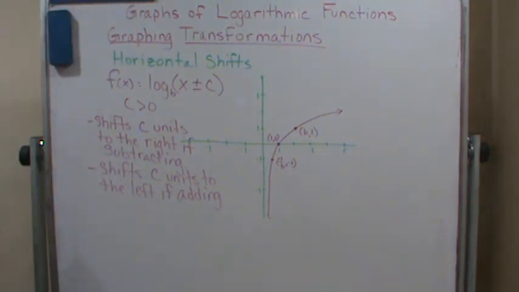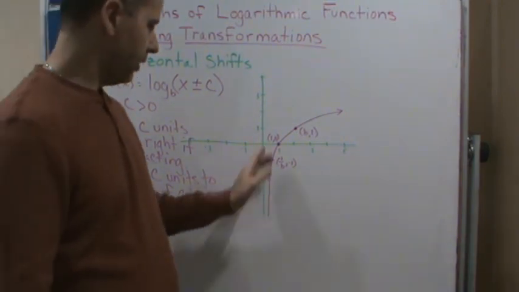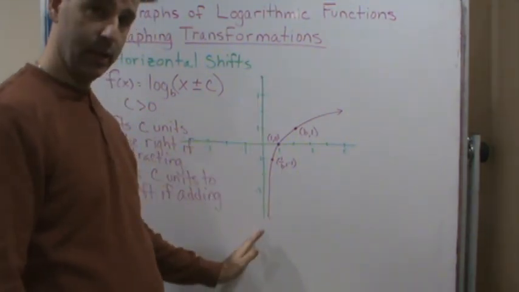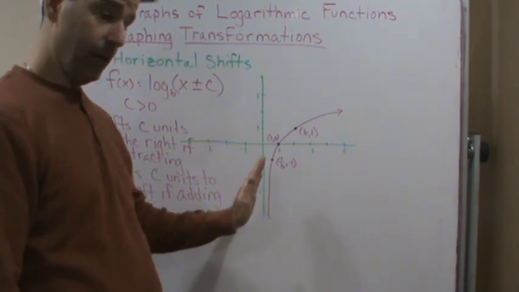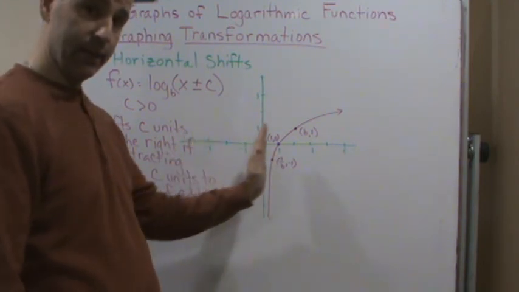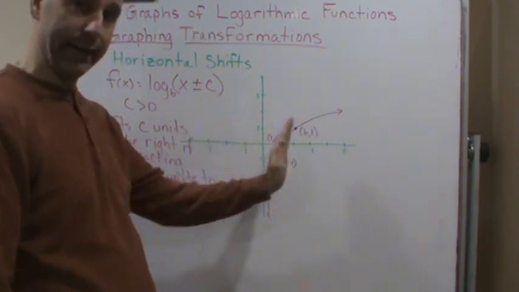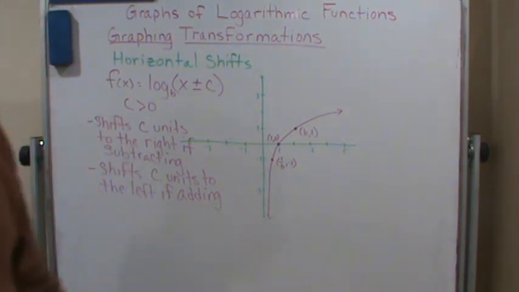And that is horizontal shifts. Oh, and by the way, the vertical asymptote here also changes, right? So it has to also shift the same number of units either left or right. And that's it.